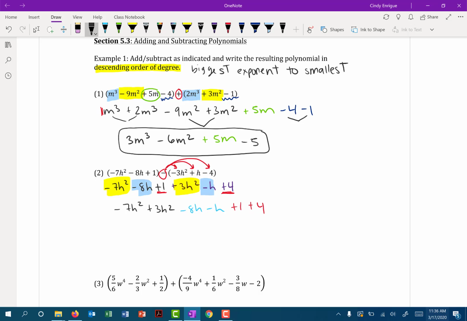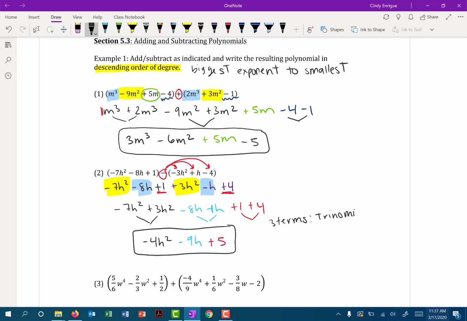So now I'm going to add these terms together. Negative 7 and positive 3 give me a negative 4h squared. And now I have my negative 8h and negative 1h, you can think of that as a 1 there, so I'm going to have a negative 9h. And I also have positive 1 and positive 4, which gives me a positive 5. So now I end up with a trinomial answer. It's 3 terms, and we know that a 3-term polynomial is called a trinomial.